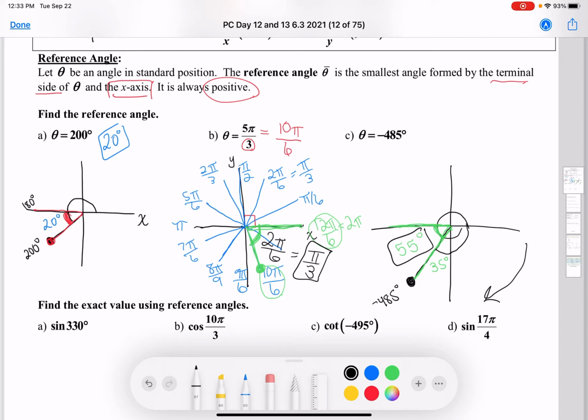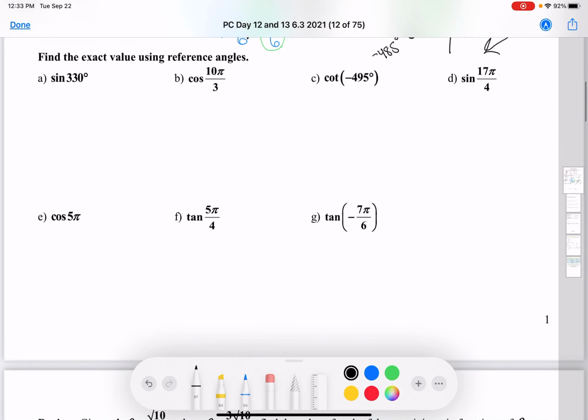All right, guys. So we did those ones in class, so now let's move on to the next section. Now, having some practice finding those reference angles, let's take it one step further and find the exact values.